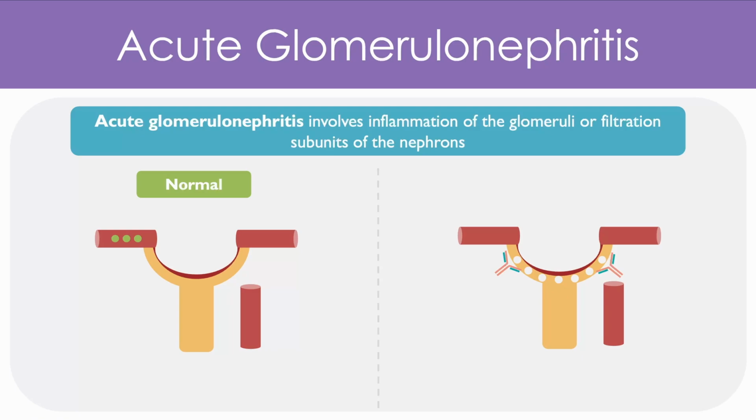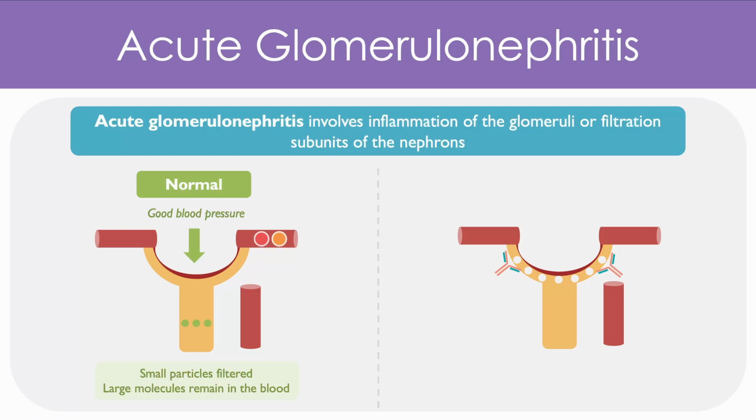In normal individuals, there's a good blood pressure, which helps to force small molecules out of the blood and into the nephron tubules. In contrast, large molecules such as blood and protein are unable to pass through the basement membrane, and therefore remain in the blood.